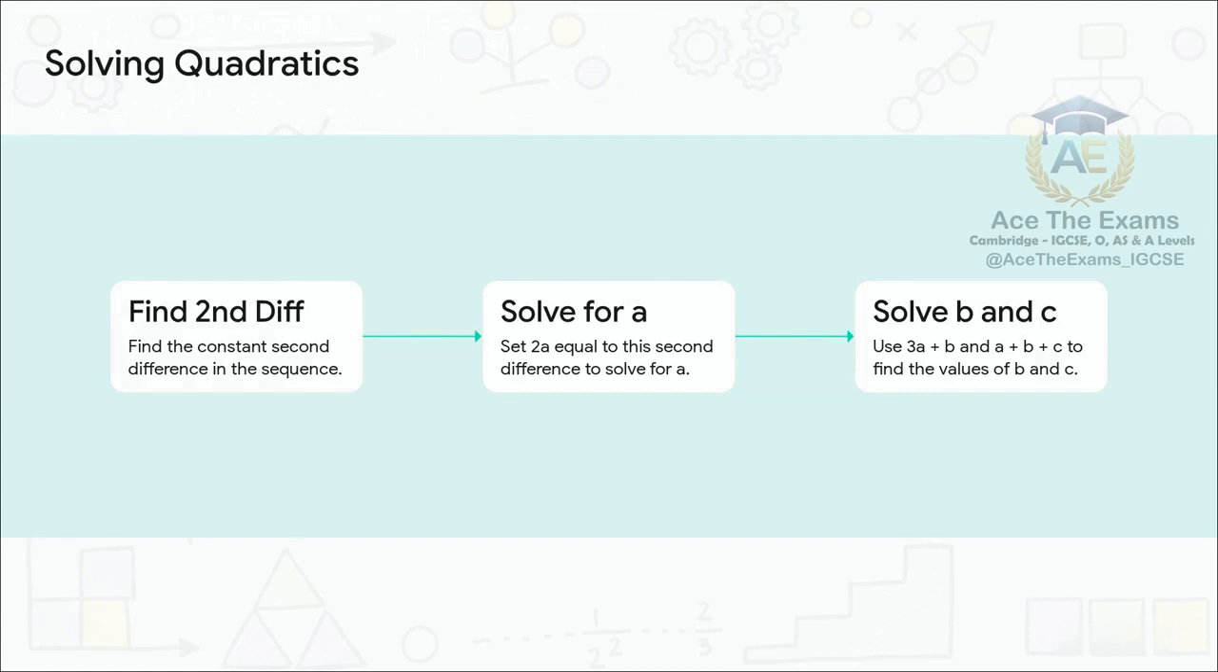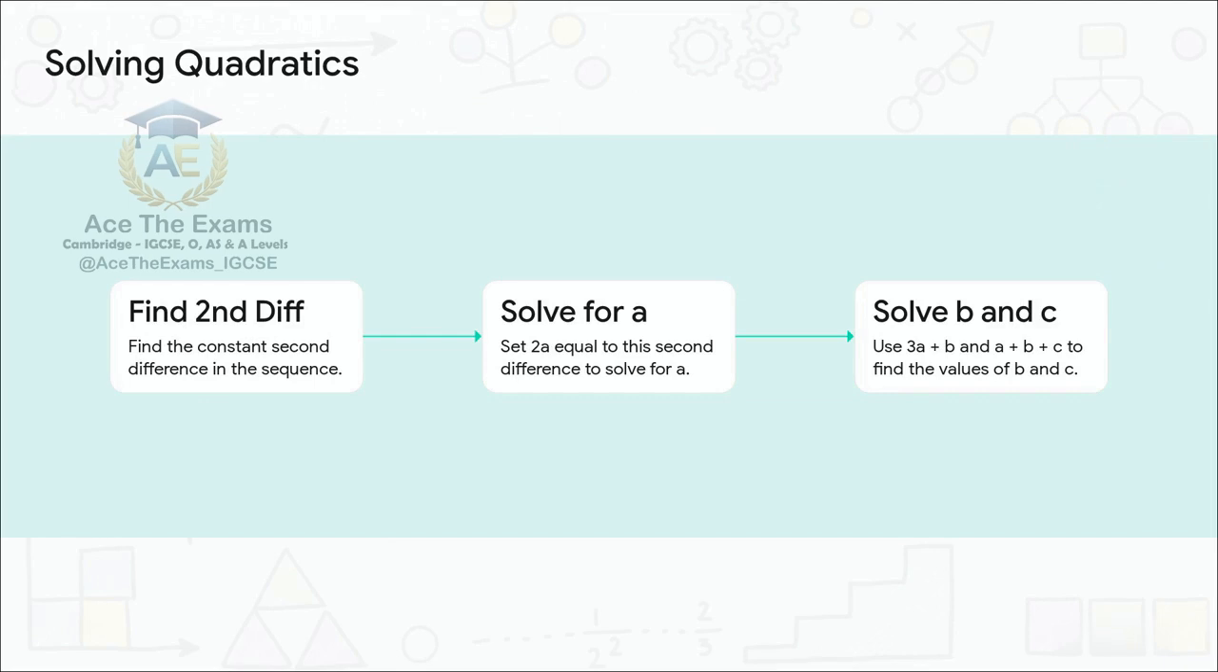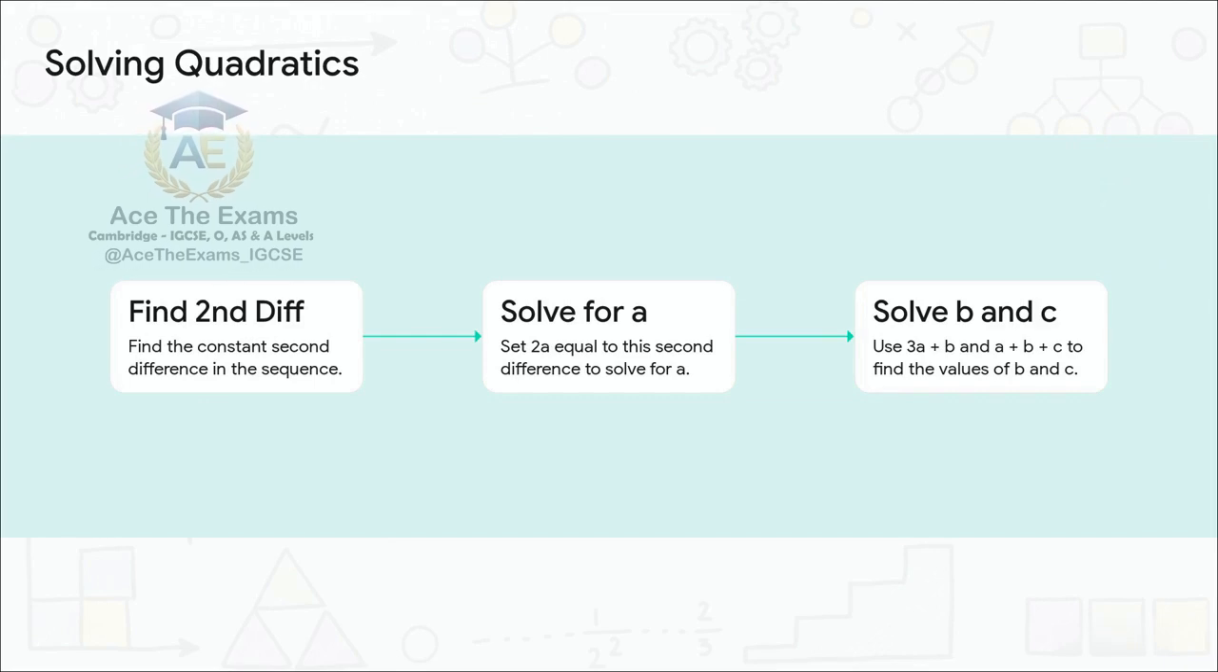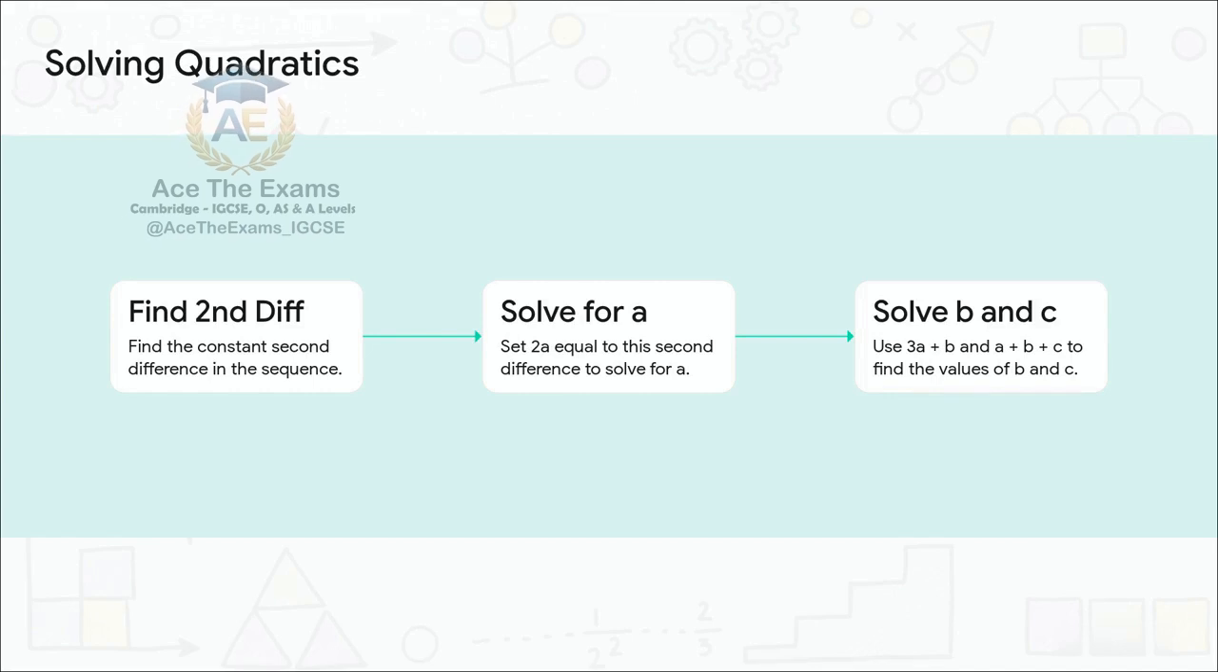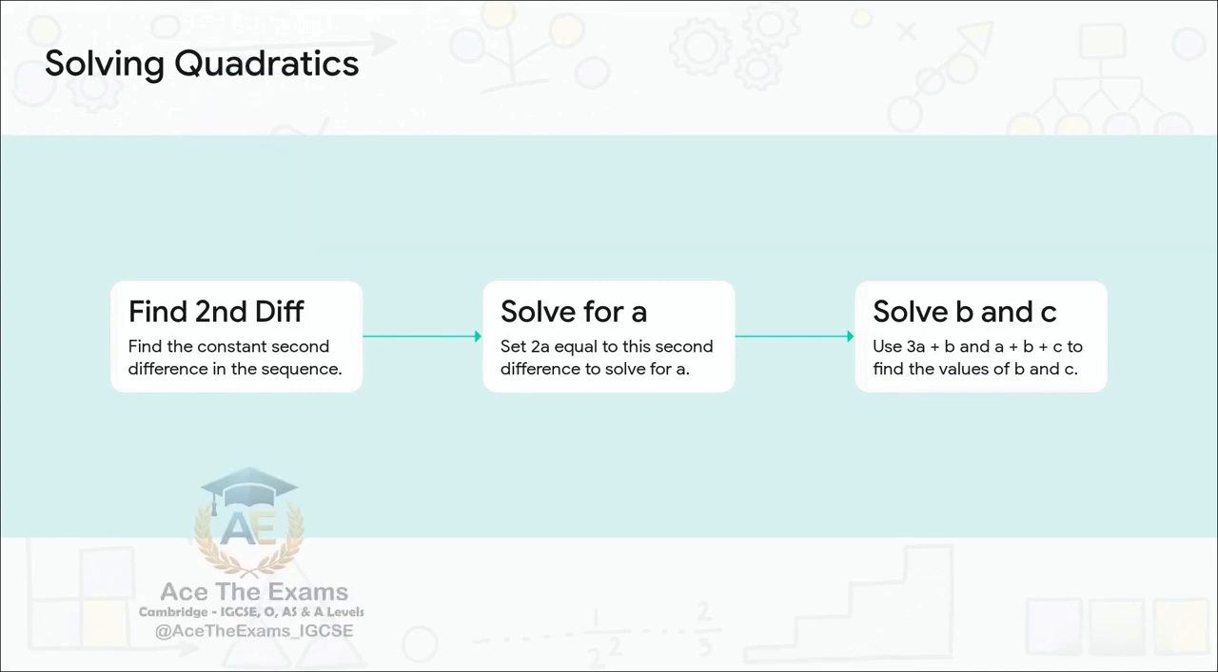A quadratic nth term formula always looks like this: a n squared plus bn plus c. We have to find a, b, and c. First, take your constant second difference, which was 4, and set it equal to 2a. So 2a equals 4, which means a is 2.